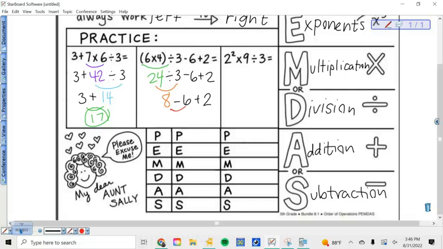Yeah, it doesn't work all the time. Not all the time, but sometimes. I'm not going to think of an example off the top of my head, but sometimes it works, sometimes it doesn't. But the rule is you go left to right with addition and subtraction, and left to right with multiplication and division. Okay.